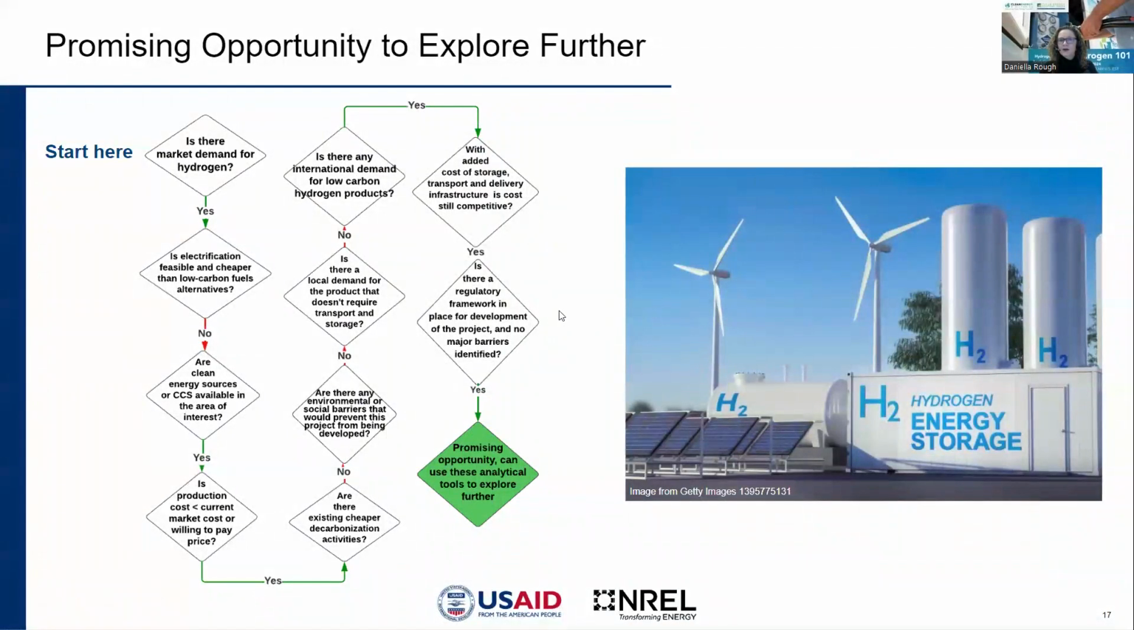Do we have a regulatory framework in place for developing this project? And if no other barriers are identified, we have a promising project. So this is just an example of the kind of flow chart, or flow process, that we can use to make a decision of if this even makes sense to explore further.